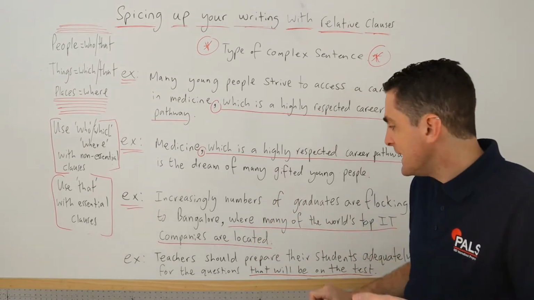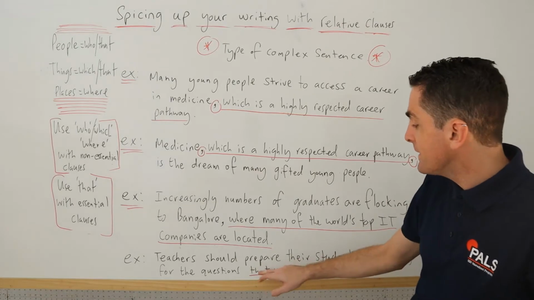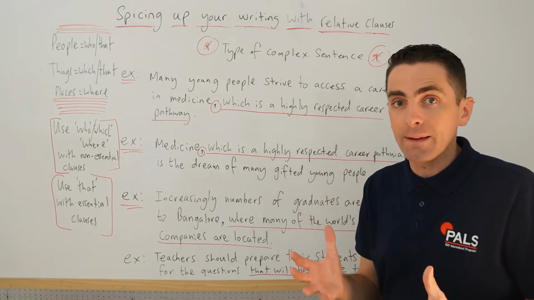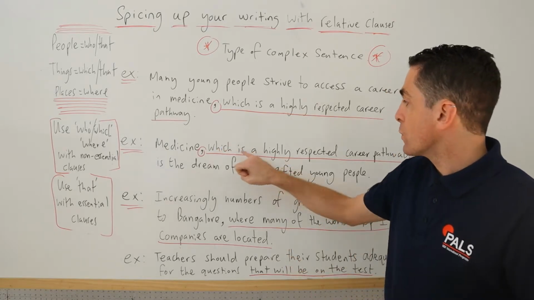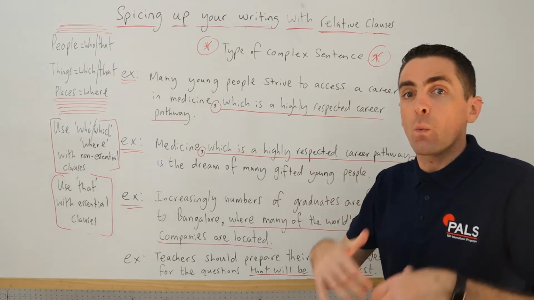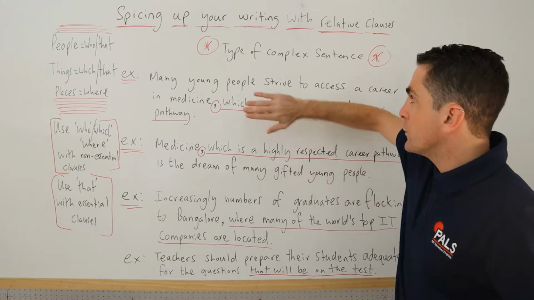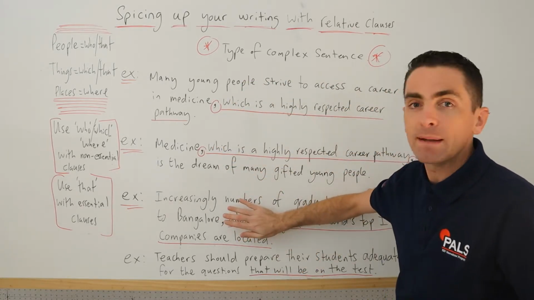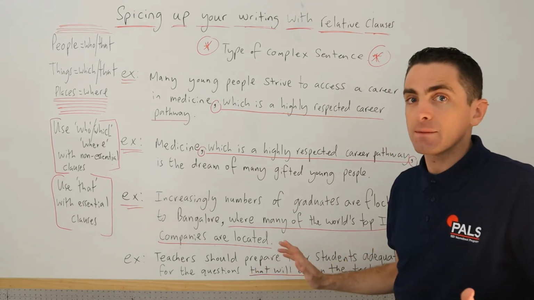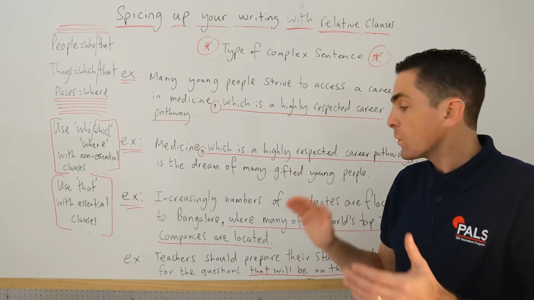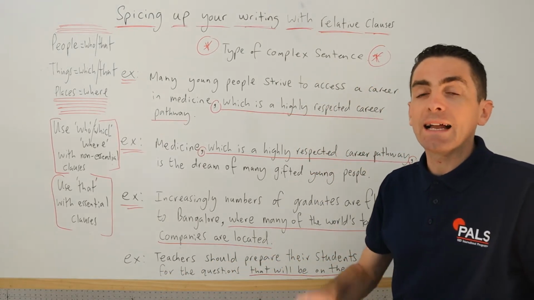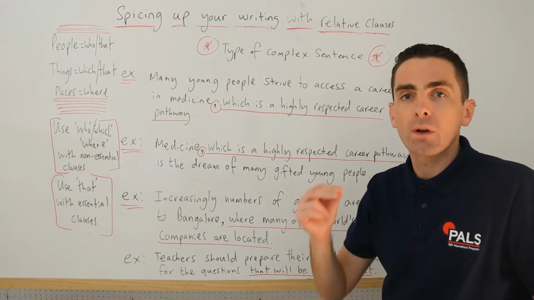Then you need this relative clause. You need this part of the sentence for it to have an overall meaning. The others don't. The others make sense without the relative clause. We took it out, it made sense. We take it out here, it doesn't make 100% sense. So this final example is what's known as an essential relative clause.